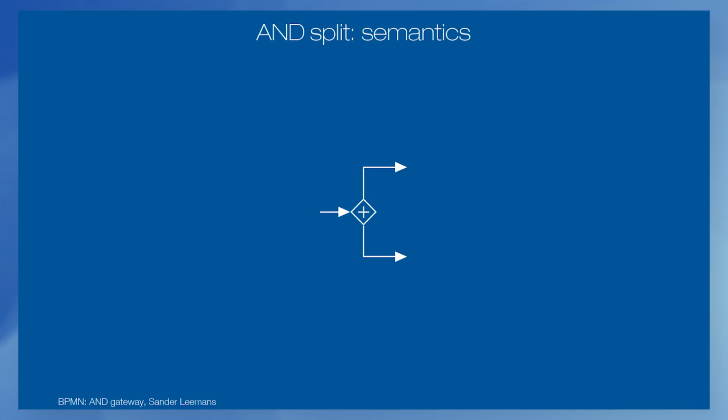So for the AND split, as soon as we get a token on an incoming sequence flow of the AND split gateway, that token will be consumed and two tokens will come out. These tokens are independent. They will continue in the process after this completely independently. So they will run in parallel.